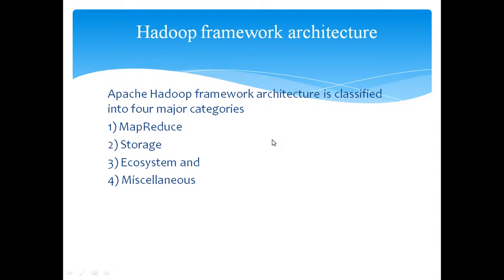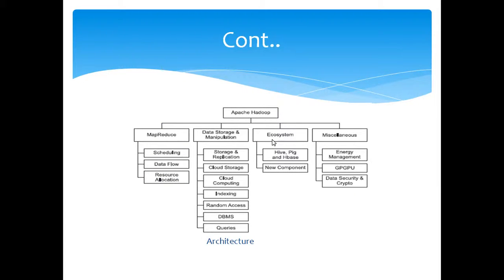Now going to the Hadoop framework architecture. It's a main important topic of the presentation. The Hadoop framework architecture is mainly divided into 4 major categories: the MapReduce, storage, ecosystem, and miscellaneous other. This is the diagram. The Hadoop architecture is divided into 4.